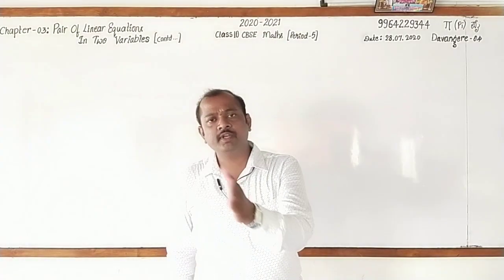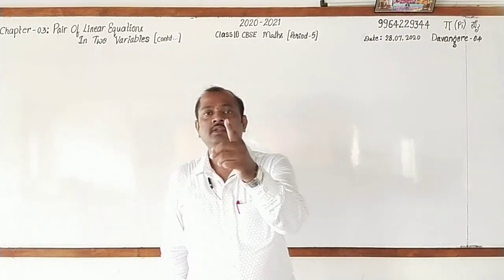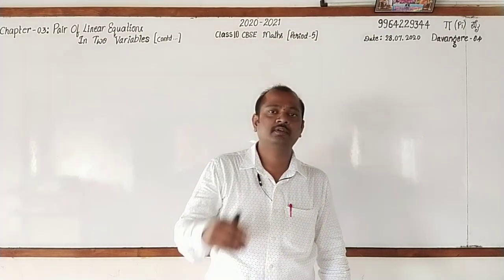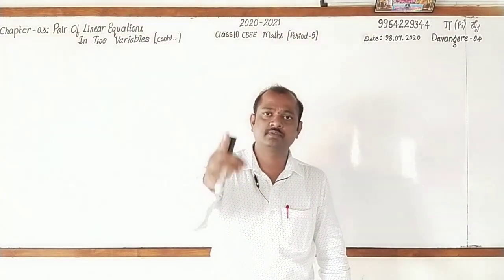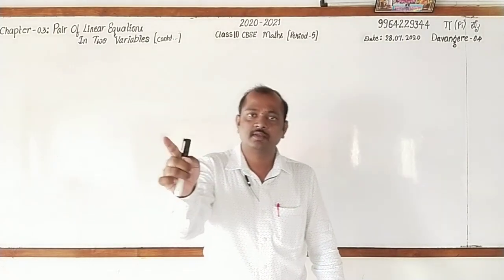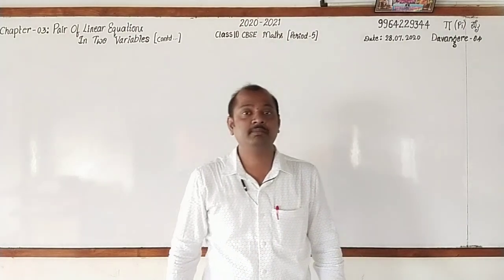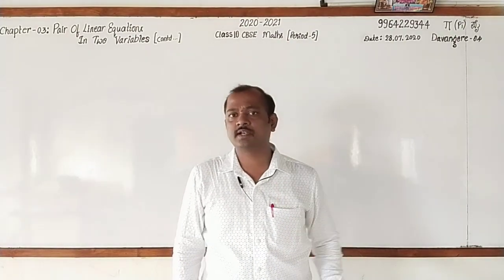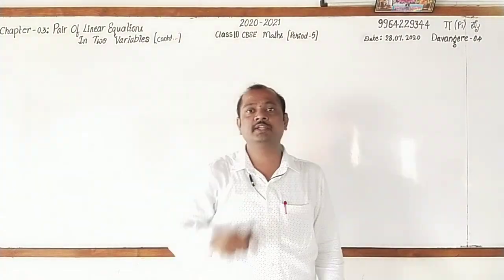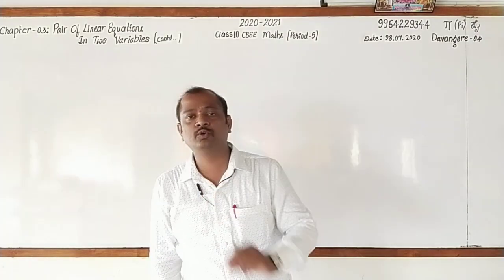We have already finished the graphical method. And you also know that in the algebraic method there are three sub-methods. Tell them one by one. Yes, first one is the elimination method, second one is the substitution method, and third one is the cross multiplication method. In yesterday's class we learned how to solve equations by the elimination method. In today's class we are going to focus on the other two methods.